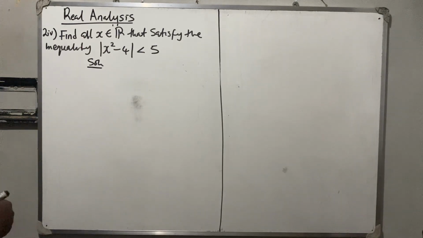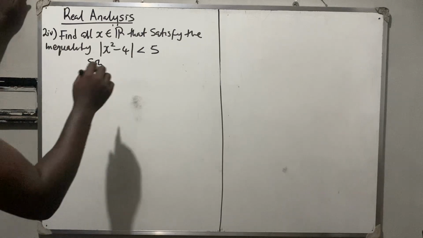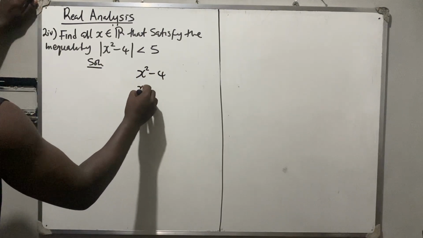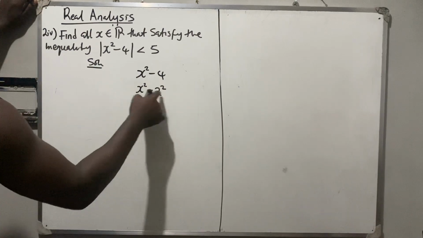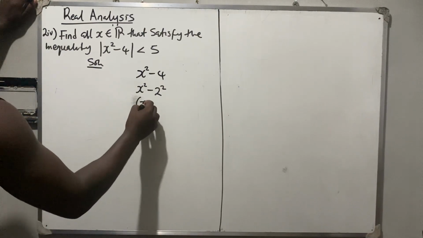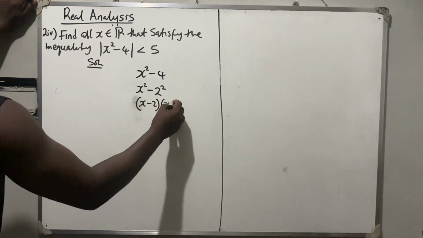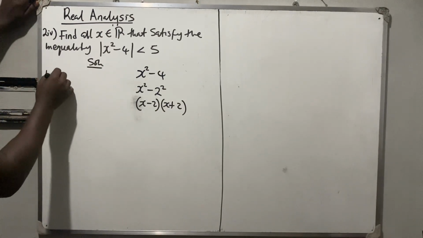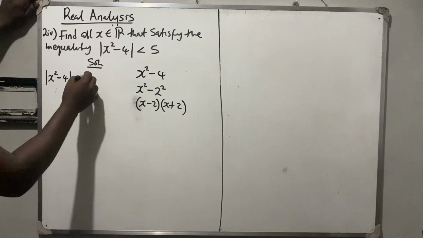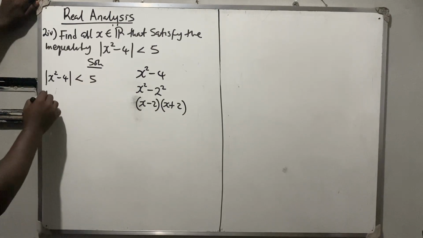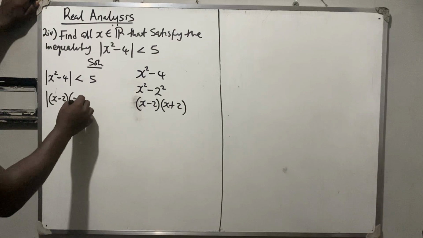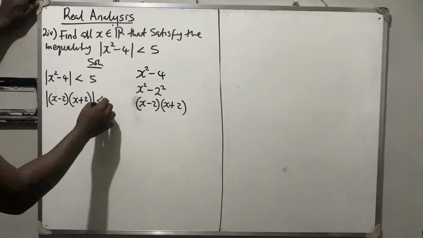Now, to solve this, the first thing you need to note is that x squared minus 4 is the same thing as x squared minus 2 squared, and this is a difference of two squares, which is what? x minus 2 and x plus 2. Which means that the absolute value of x squared minus 4 less than 5 is the same as saying the absolute value of x minus 2 times x plus 2, which is less than what?